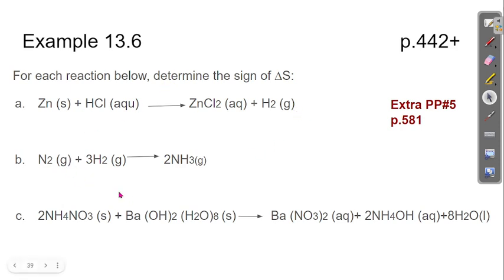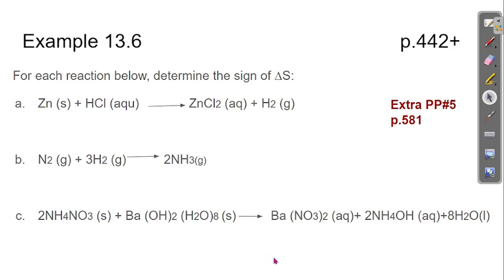That's all you're doing, is looking and saying, okay, do we have gases? Do we have liquids? If it's not there, then who has the most matter? We have a gas and a gas and a gas. Everybody's a gas. Everybody has chaos. But which one has the most? Which side? Well, here's 1 and 3 is 4. And here there's only 2. The side that has the most matter wins. So this one went from more chaos to less chaos. So here, the change of entropy is going to be negative.